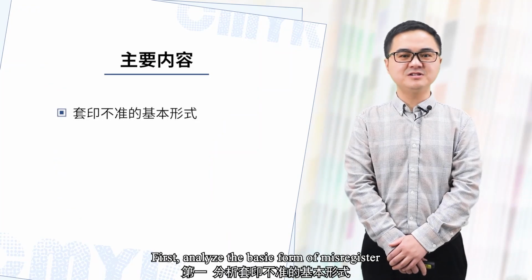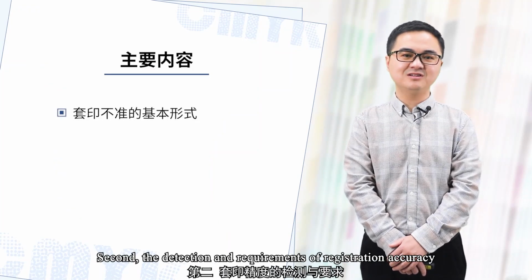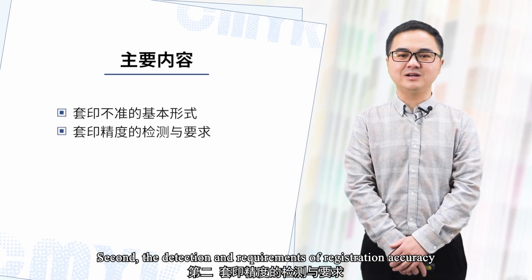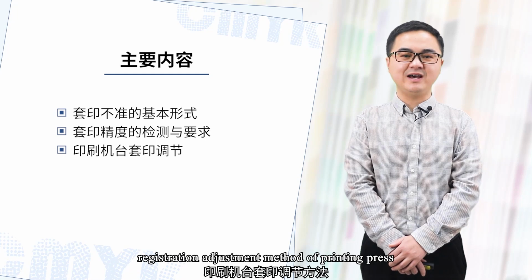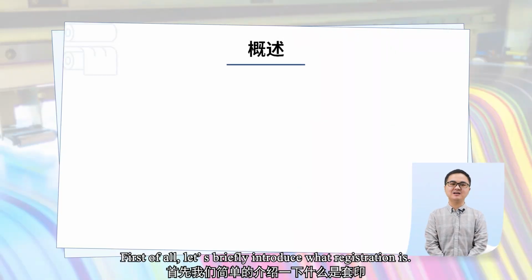First, analyze the basic form of misregister. Second, the detection and requirements of registration accuracy. Third, registration adjustment method of printing press. First of all, let's briefly introduce what registration is.